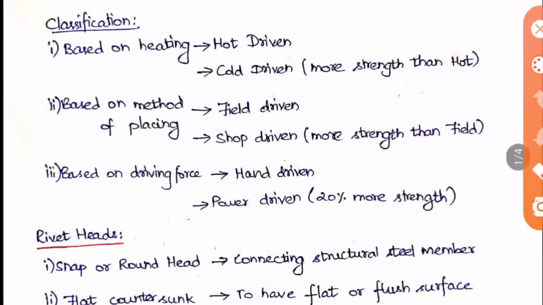And then comes the classification. Based on heating, it is denoted as hot driven and cold driven. Cold driven has more strength than hot driven. Based on method of placing, field driven and shop driven, shop driven has more strength. Based on driving force, hand driven and power driven, where power driven is 20% stronger than hand driven rivets.